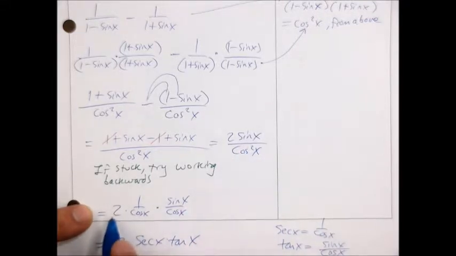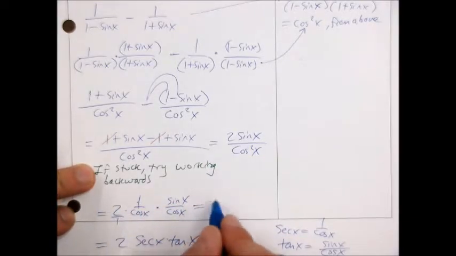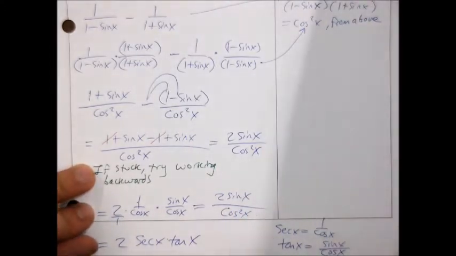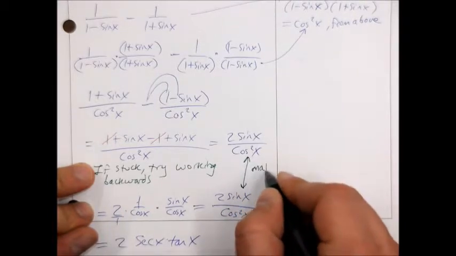Just to be clear, this is a 2 over 1. So when I multiply this, I multiply 2 times 1 times sine. So that's 2 sine in the numerator. And then in the denominator, I multiply 1 times cosine, which is cosine squared. And that's exactly what we were trying to match up with. Right? They match.